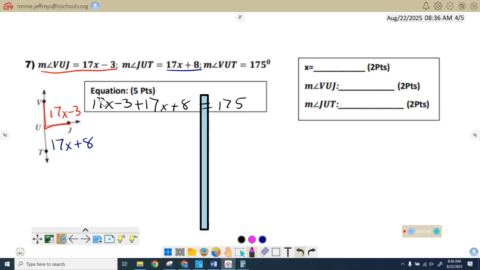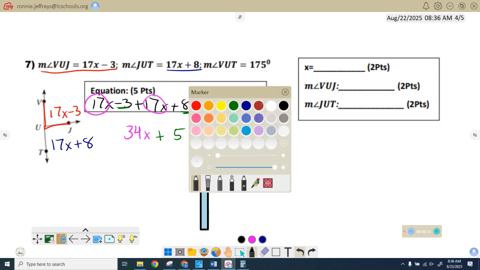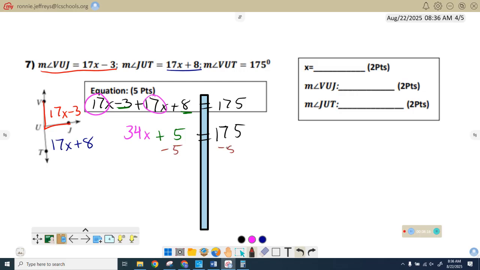Now, combine like terms. So 17 and 17, what was that, 34? Yeah. All right. And then negative 3 plus 8, well, that's the same thing as 8 minus 3, so this is 5. All right. So, now, yes, I know we're going to divide. No, I can't do that in my head.